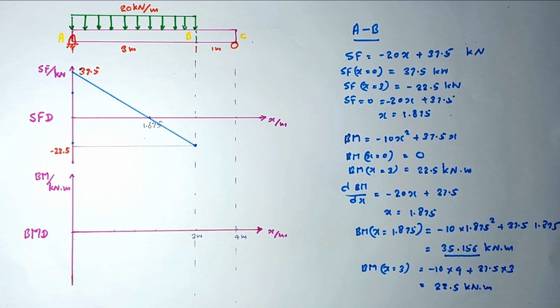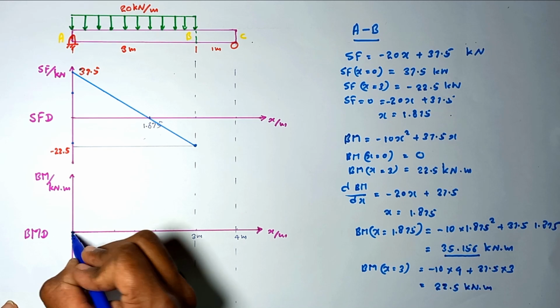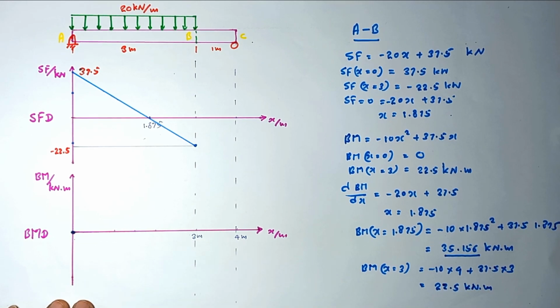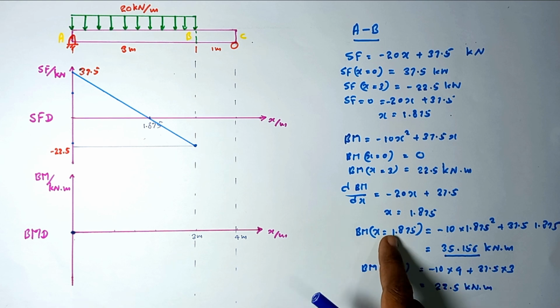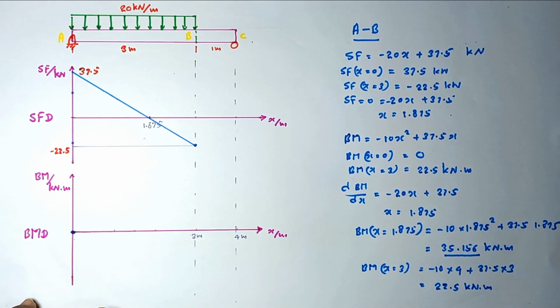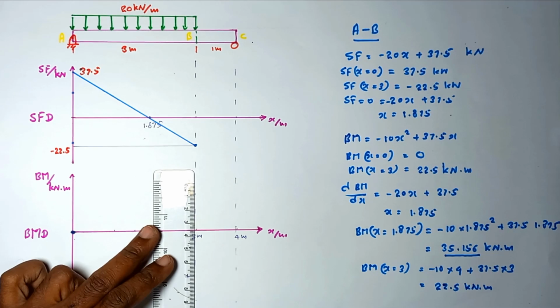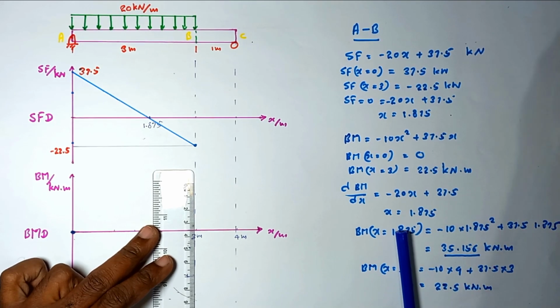Okay, so then now we are ready to draw the bending moment diagram for this A to B region. First of all, we have to mark these points. At x is equal 0, the value is equal to 0. So then x is equal 3, the 22.5, and at x is equal 1.875, that is the maximum value is 35. Let's draw it roughly. Let's take the value for this.